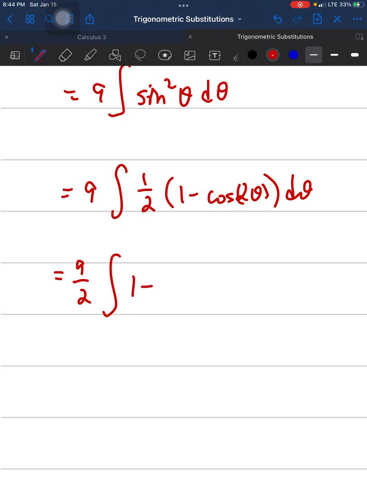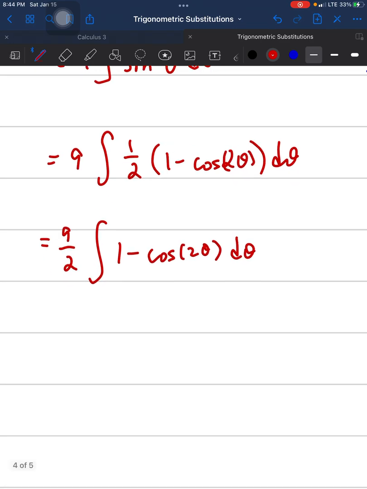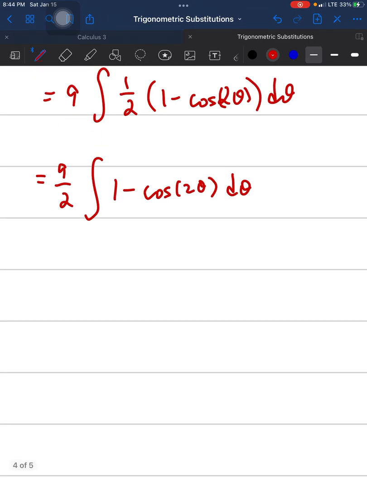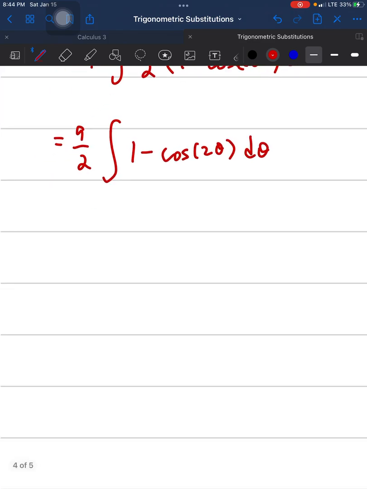Now that we have that, we can pull out the 1/2 by the constant rule. We get the integral of 1 minus cosine 2 theta d theta. And now we can take the antiderivatives. So it's going to be 9 over 2 outside. And since we're in terms of theta, the antiderivative of 1 is just going to be theta.